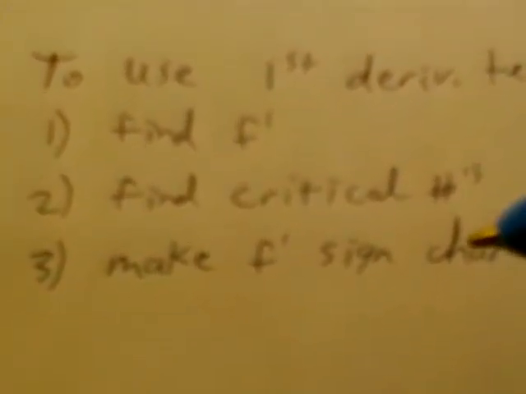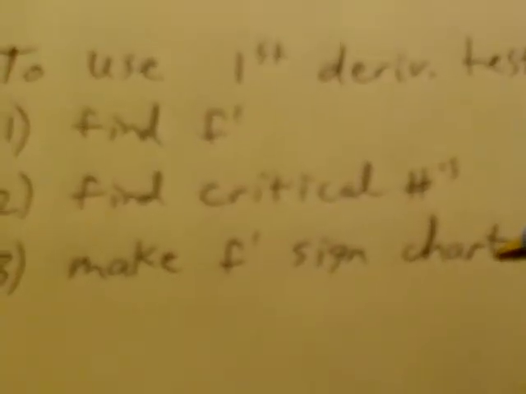And so then the third step is to make an f prime sign chart, which we're going to do shortly. So again, our first derivative test means that we change from positive to negative for the first derivative. That means we have a maximum. Positive to negative means we have a maximum, or negative slope to positive slope, or negative first derivative to positive first derivative means we have a minimum. So let's explore a couple problems, and let's start really easy with x squared.